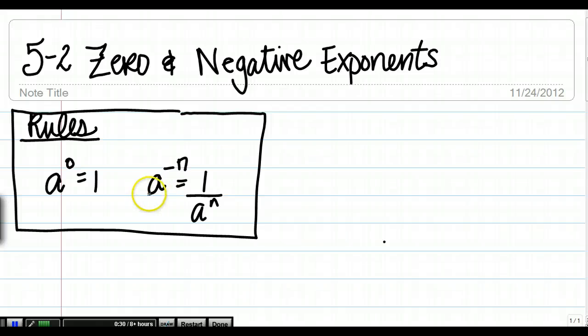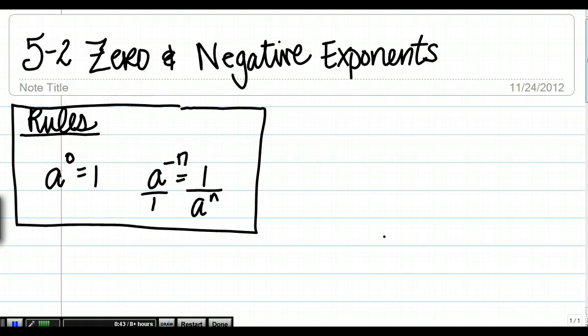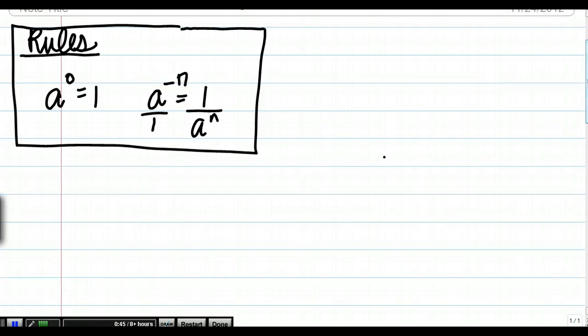So really this is like a over 1. So if you flip it, the 1's on top and the a to the n is on the bottom. So the only thing that goes to the bottom is the top part. So let me do an actual example using those rules.